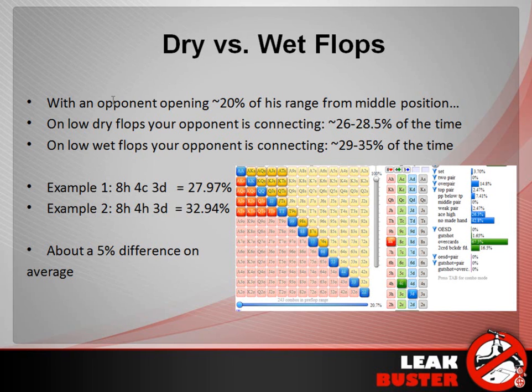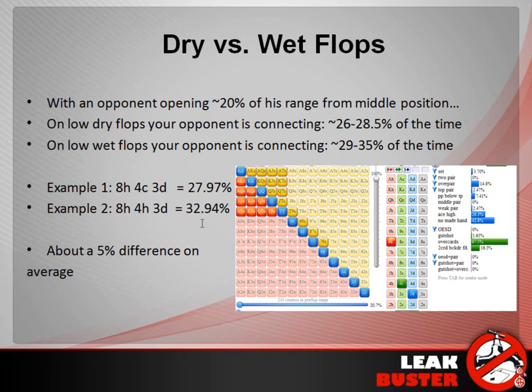So you can see on dry low flops, this is about an average because it's going to depend on exact board texture, 26 to 28.5% of the time. On low wet flops, 29 to 35% of the time. So low we're defining as 8 or below, and we compare here example 1 against example 2, where we have the exact same board. We just change the 4 of clubs to the 4 of hearts, and now our opponent connects almost 33% of the time.